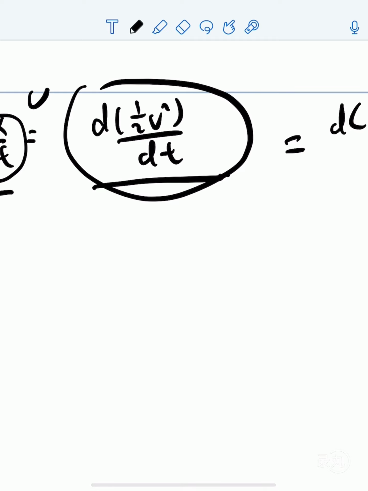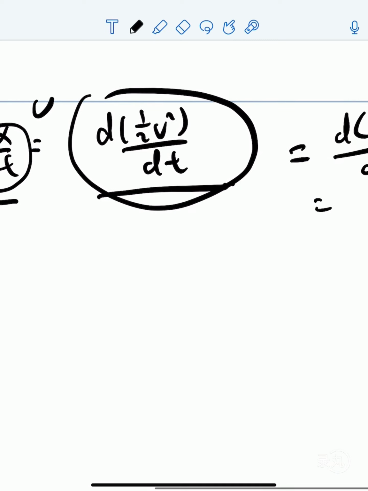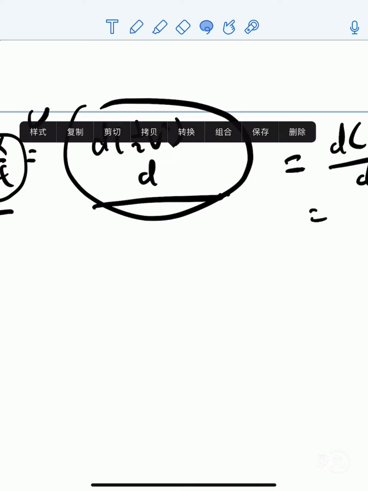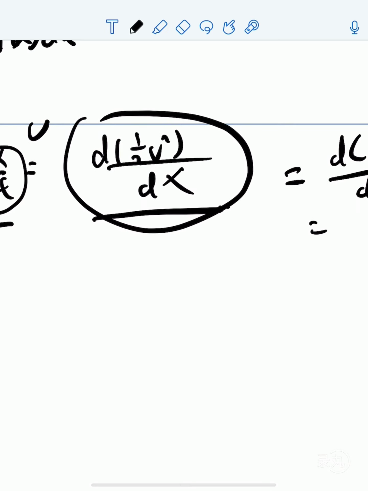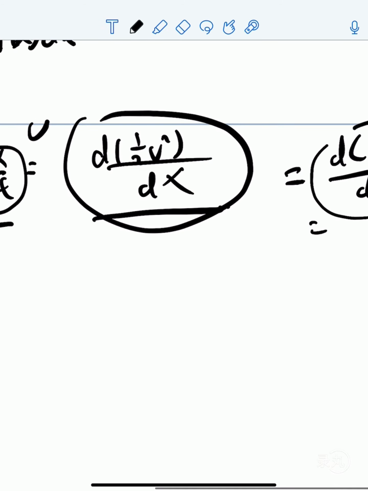d squared x over dt squared is dv dt, which is equal to dv dx times dx dt. Oh my god, what am I doing? This one's t. Never mind. dv dx. So the first term is equal to, like, this term is just basically v. So you can see they're equivalent.